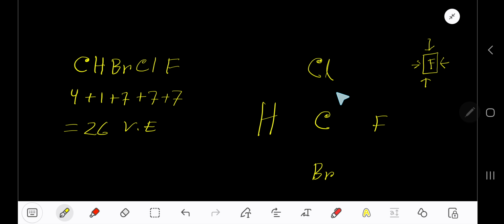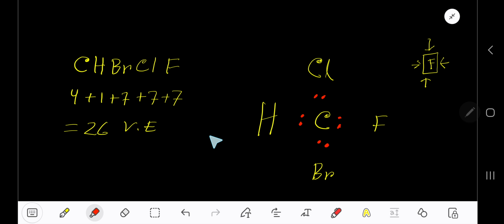The first task is to connect these 5 atoms together, and the second task is to fulfill the octet and duet of the atoms. Let me connect these 5 atoms together. For connecting 5 atoms together, we have used 2, 4, 6, 8 valence electrons out of 26.